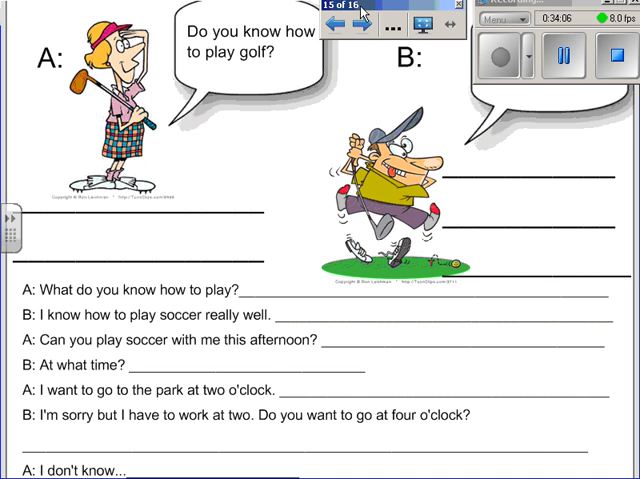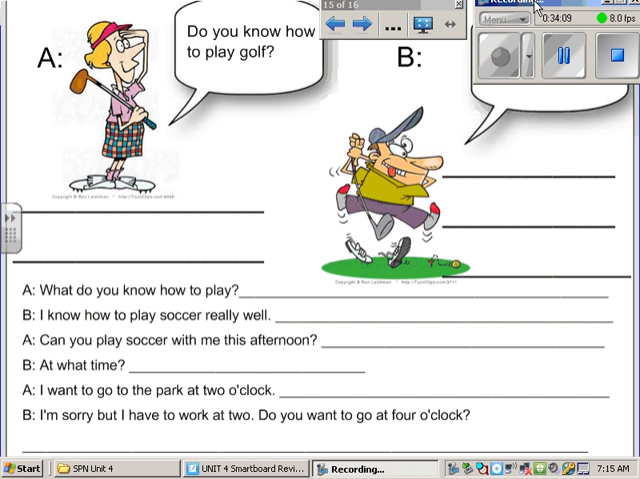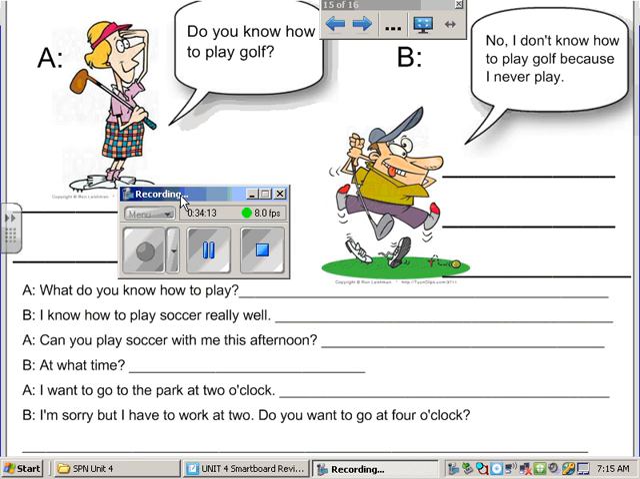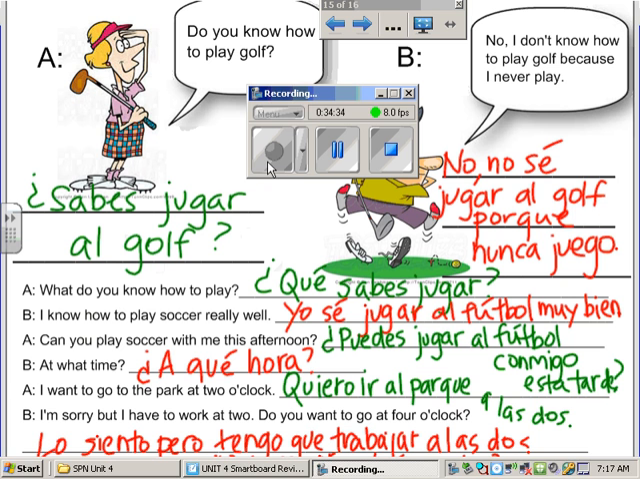The next one we have up, you guys, is, do you know how to play golf? This guy does not look like he knows how to play golf very well. So the conversation is, do you know how to play golf? No, I don't know, because I don't know how to play golf because I never play. What do you know how to play? I know how to play soccer really well. Can you play soccer with me this afternoon? At what time? I want to go to the park at 2 o'clock. I'm sorry, but I have to work at 2. Do you want to go at 4 o'clock? So try this one out.